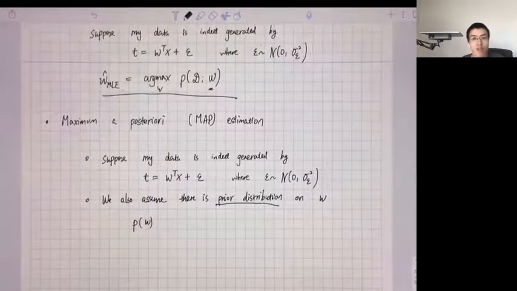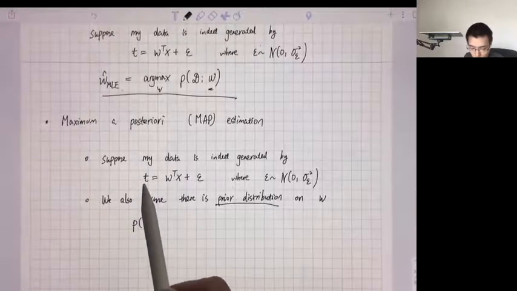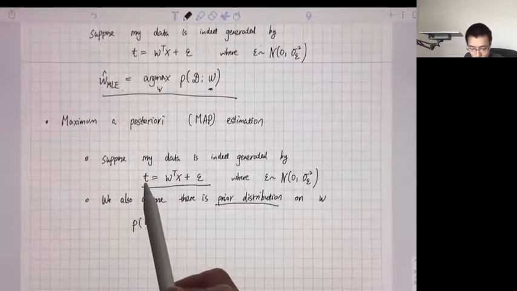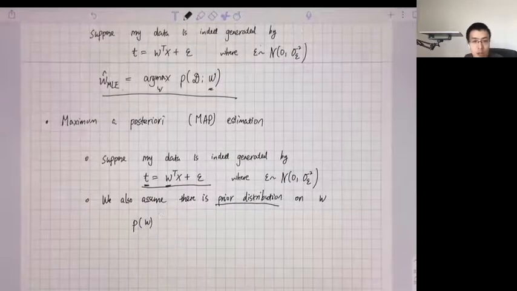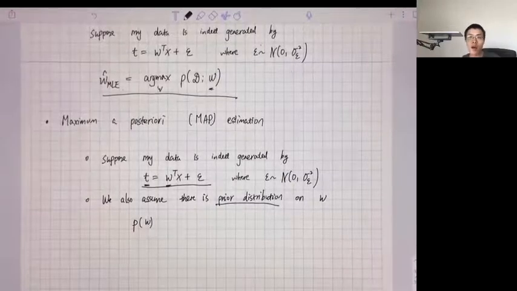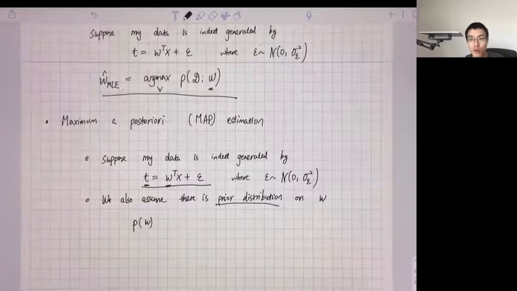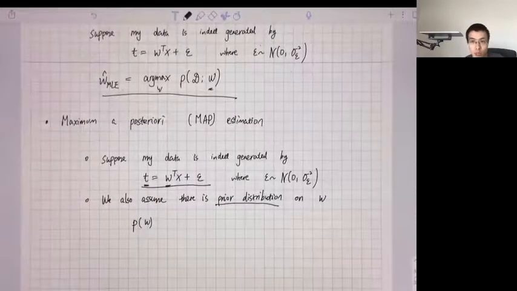But is W a repeatable experiment? Now I assume the data is generated by this, so I can repeatedly generate data. But can we even repeatedly generate W? It's a question. It says, I will restart my universe, I will restart my world, and let's try another W. So it doesn't seem to be possible in the frequentist interpretation. That's why we need to have a Bayesian interpretation.